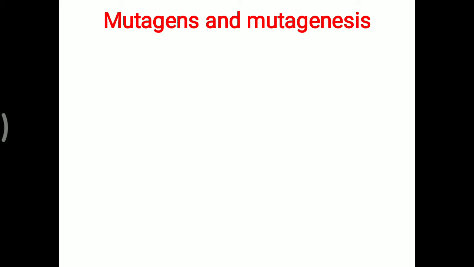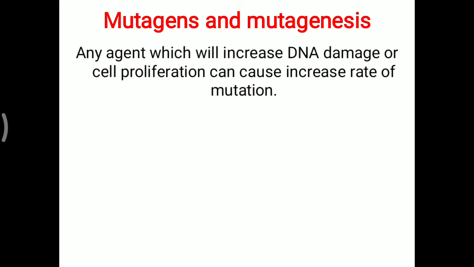One more thing, that is mutagen and mutagenesis. Any agent which increases DNA damage or cell proliferation can cause an increased rate of mutation. So basically DNA damage leads to mutation, or cell proliferation leads to cancer formation. Increased rate of mutation is definitely there, because of increased cell proliferation.